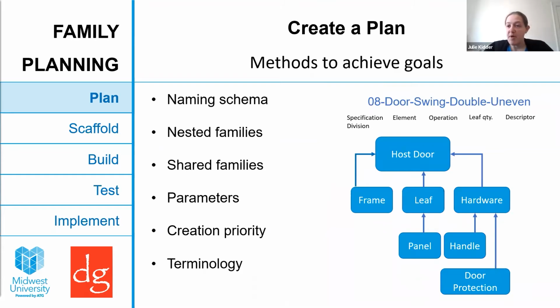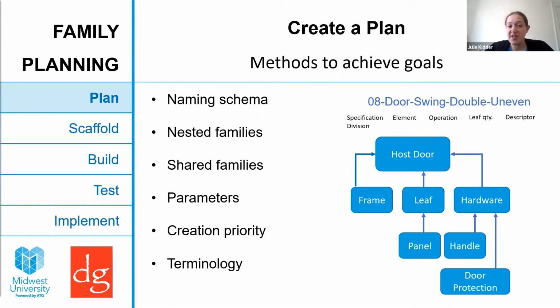Figure out your naming schema. Your firm might already have one, and that's great. You may need to figure out how your new family fits into that and use that so that your library is consistent. If you don't have that, start thinking about what makes sense for your library. In our case, we prefix everything with a specification division. And then I wanted to make sure that they'd sort in a Windows Explorer tab correctly, so looking at how to make that information cascade.